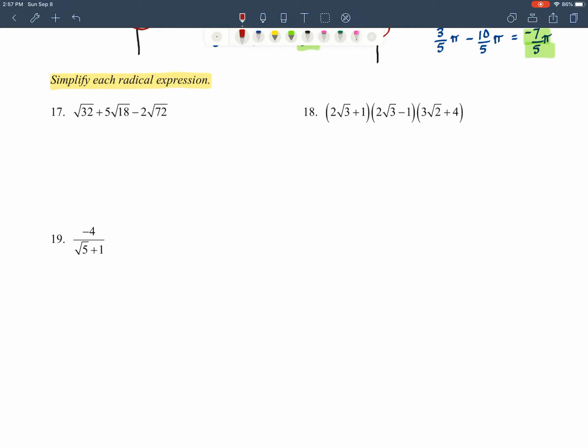Remember, these are unlike terms the way they are, so we need to simplify each of them before we can combine them together. So as we look at it, 32, if we just look at the factorization, should have been 2 times 2 times 2 times 2 times 2. We have 5 of them. And for our radical 18, we're going to have 5 times 3 times 3 times 2.